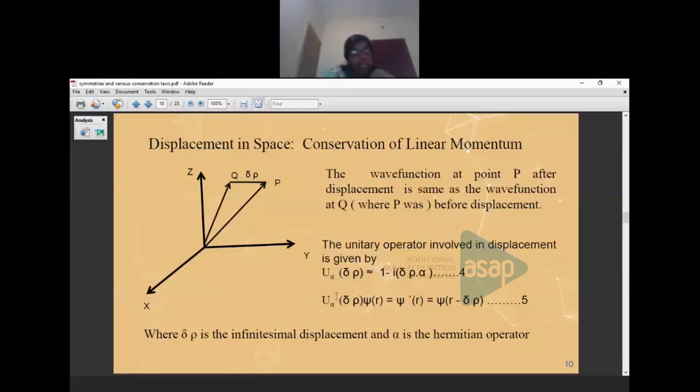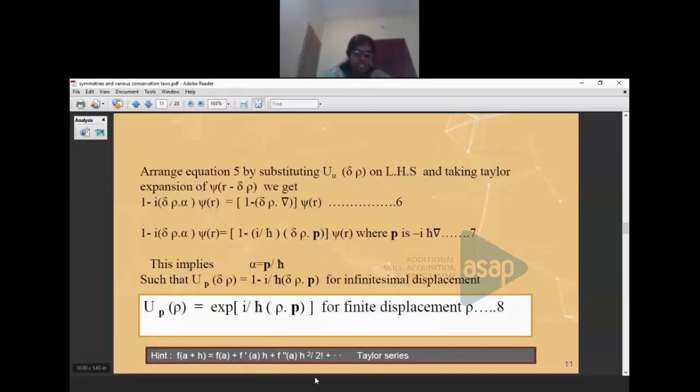ψ(r − δρ) by Taylor's expansion. I have given you the Taylor's expansion hint here. What is Taylor's expansion? If you write it out, you will get this answer. So finally, this will be 1 − δρ ∂ψ/∂x, if you take the x direction. So generalizing it, instead of ∂ψ/∂x, we will write it as the gradient.